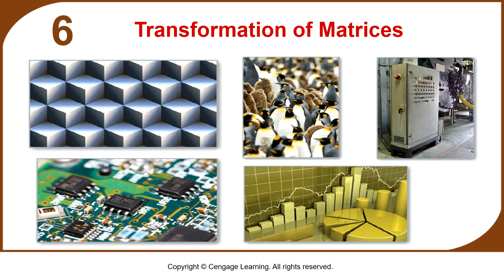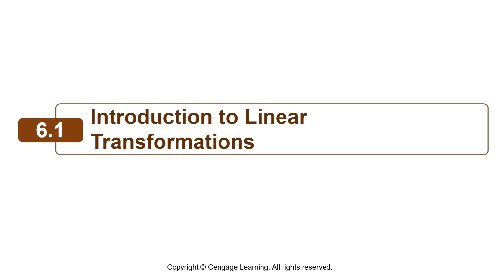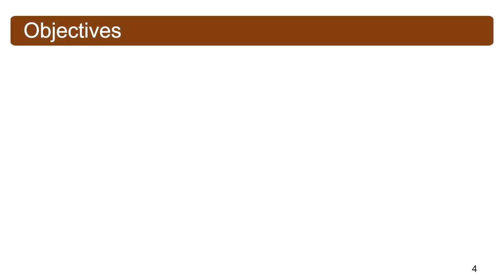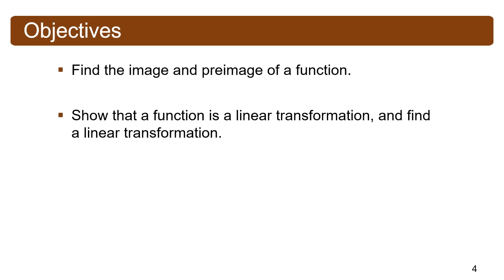Okay, good day, class. So this is the first topic for the course outcome 3, and this is linear transformation. So let's have our introduction. Our objectives: find the image and the pre-image of a function. We'll define later what is image and what is the pre-image of a function. Show that a function is a linear transformation and find the linear transformation.